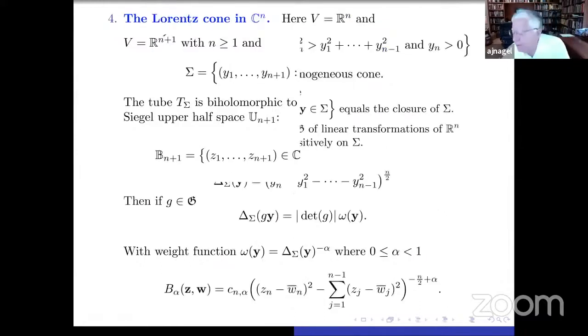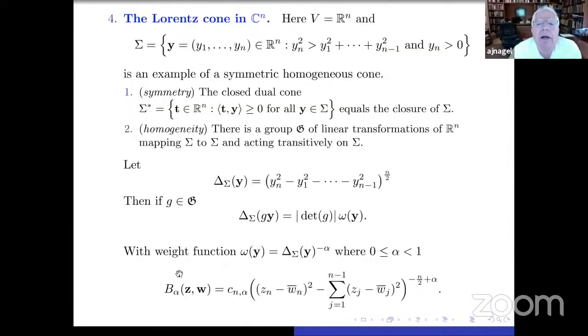A final example is the Lorentz cone, or the forward light cone. Can one see this? Yeah. Here I'm looking at y_n squared bigger than the sum of the other y_j squared, and y_n positive. This is an example of a symmetric homogeneous cone. And I'm sure people have noticed that in the talks, there'll be many talks, I expect, dealing with such cones. Let me just point out that what symmetry in this case means is that the closed dual cone, which I've written here as sigma star, is the closure of sigma.